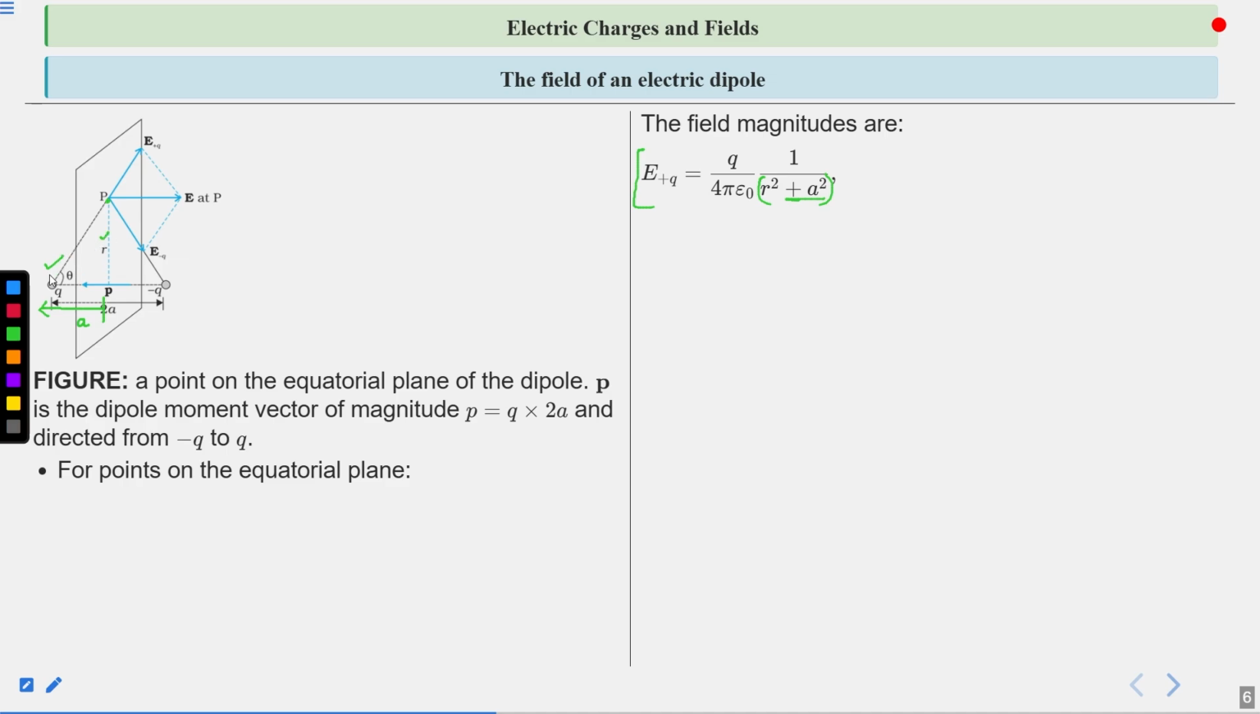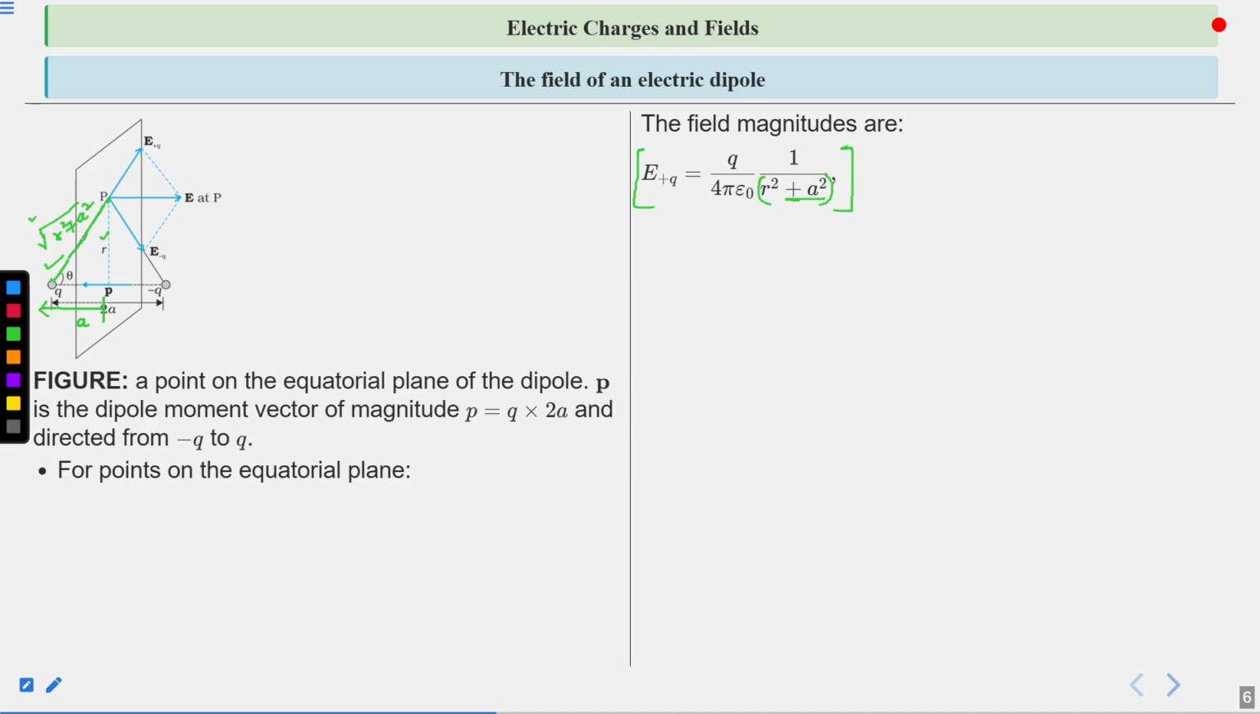Now we have to calculate this one using the Pythagoras theorem. So what will this be? This will be under root r square plus a square, yes or no? So we know the distance of plus charge q to point P is under root r square plus a square. Now substitute in the formula of electric field. The distance square, so the square of distance is what? That is r square plus a square. So this is the magnitude due to positive charge.